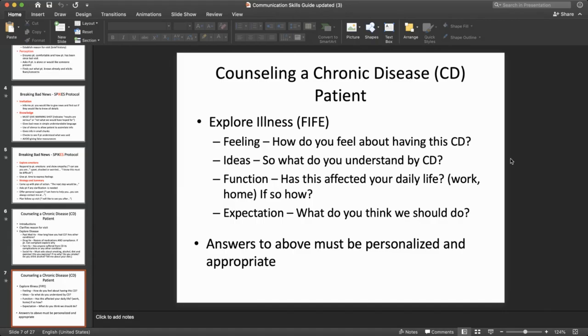lifestyle changes and therapeutics. Function, the second F, has to do with how the chronic disease has affected the function of the patient. So specifically, how has this affected the daily life? Are you able to perform a normal societal role as whatever your occupation is, or even at the home level as a father, mother, son or daughter? Are you able to perform the daily activities associated with living, caring for yourself, and so on?